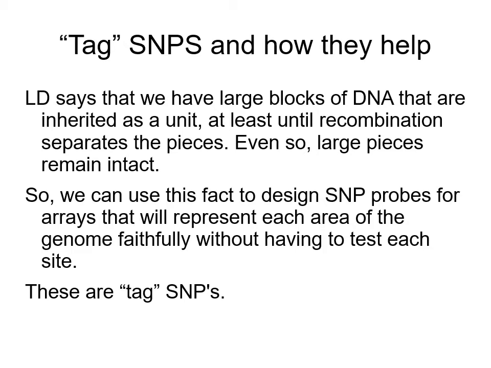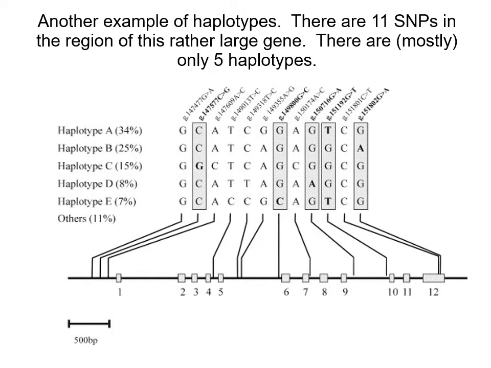Okay, so the idea of tag SNPs is important. Linkage disequilibrium says we have large blocks of DNA that are inherited as a unit, and large pieces remain intact. So we can use this fact to design SNP probes that will represent each haplotype without having to genotype every last SNP. And these are called tag SNPs. Okay, so here's just an example of what this really looks like. We've got these 5 haplotypes, which are the predominant ones.